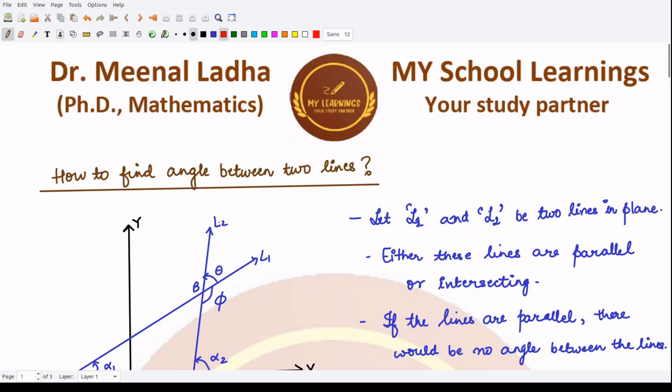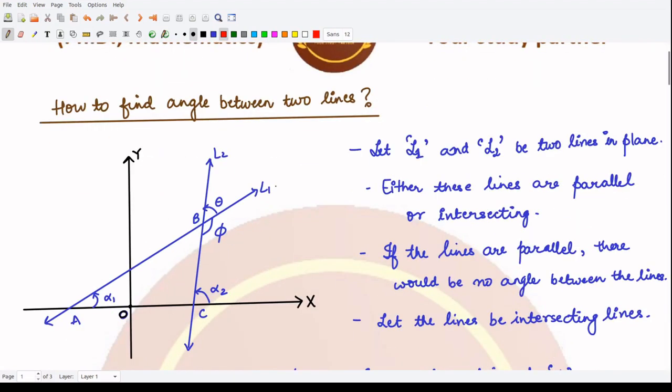In this video, we'll be learning about how to find the angle between two lines. Suppose we are given two lines L1 and L2, right? These two lines are given to us. Let the line L1 make an angle of alpha 1 with the positive x-axis, and the line L2 make an angle of alpha 2 with the positive x-axis in the anti-clockwise direction, right? Now we want to determine the angle between these two lines.